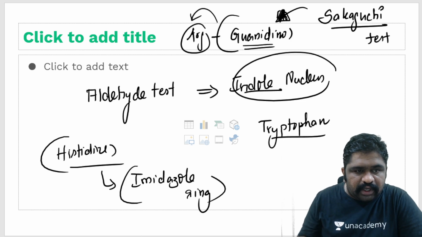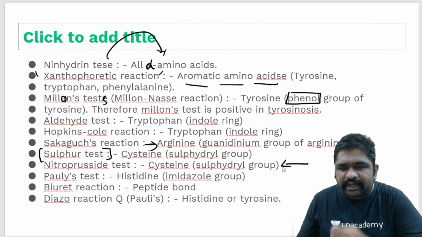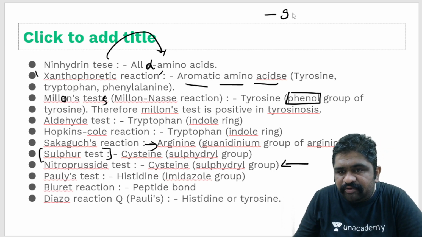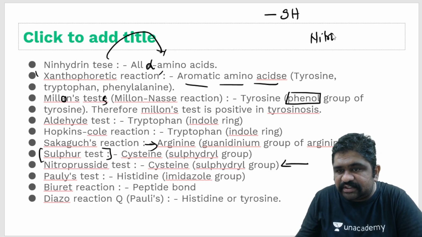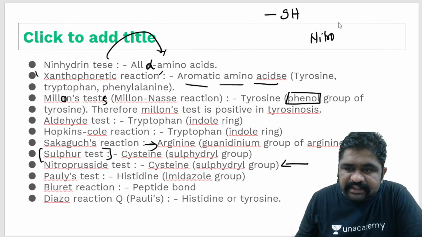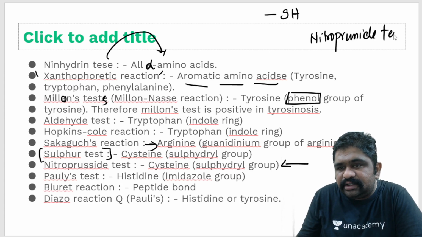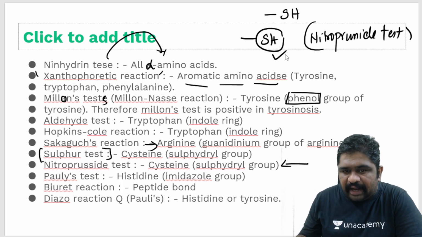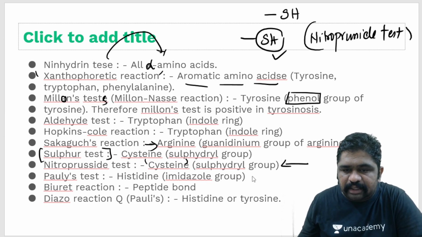Now let's look at the next test. There is a test called the nitroprusside test, which will be targeting the sulfhydryl group. I said the sulfur test is just looking for the free sulfur or the reactive sulfur. But if I perform a nitroprusside test, which is sodium nitroferricyanide, this test can actually target the presence of the SH group as a whole, and that is present in cysteine, right? So it can give me a positive answer. And I told you histidine has an imidazole group that is tested using Pauly's test.